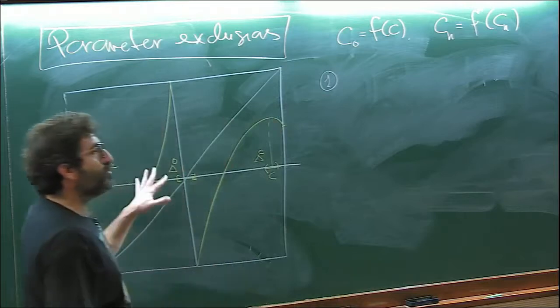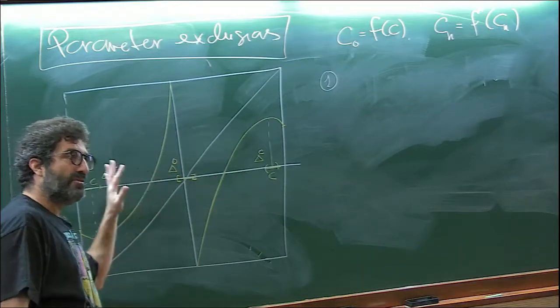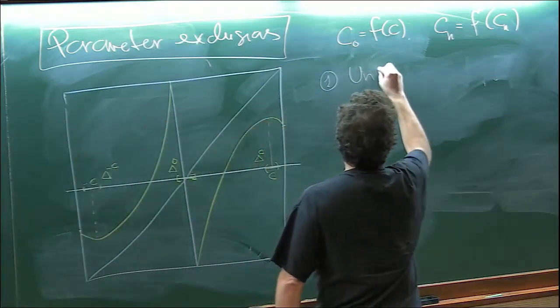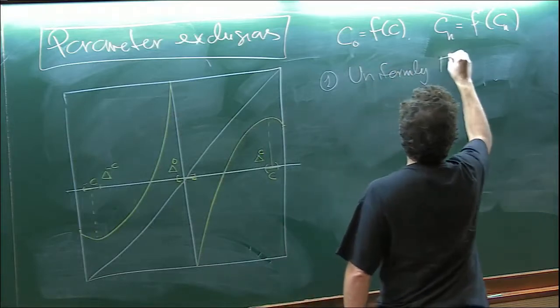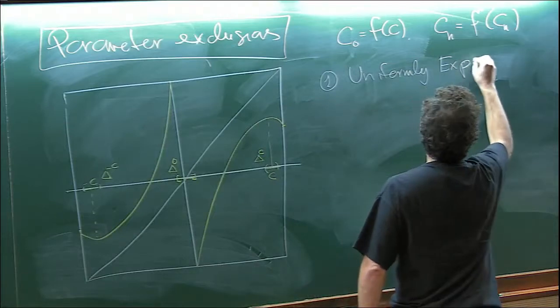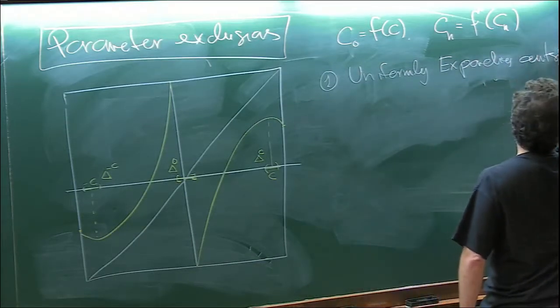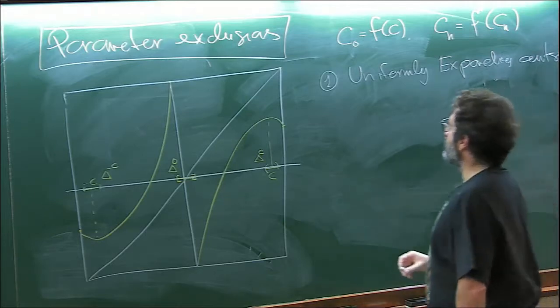What I've been trying to do geometrically, describing a good parameter, is very easy to define in the one-dimensional case. It's a parameter where we have uniform expansion, uniformly expanding outside delta plus or minus C, okay?